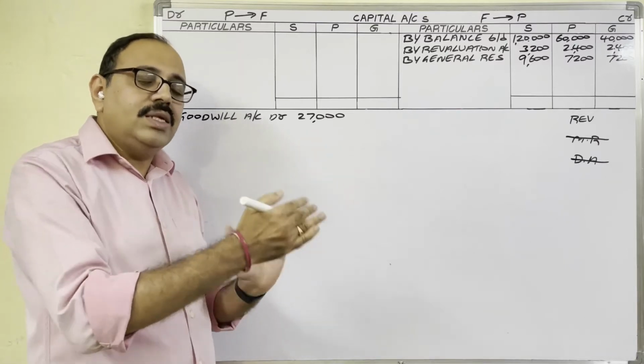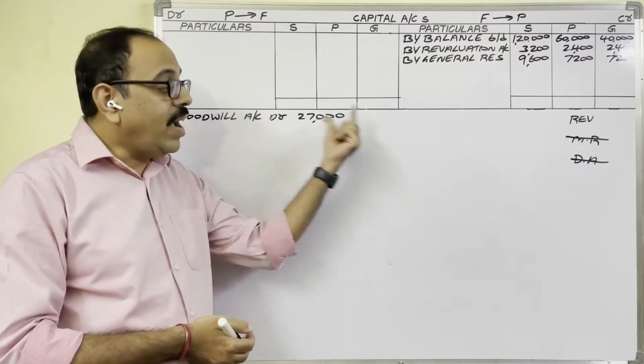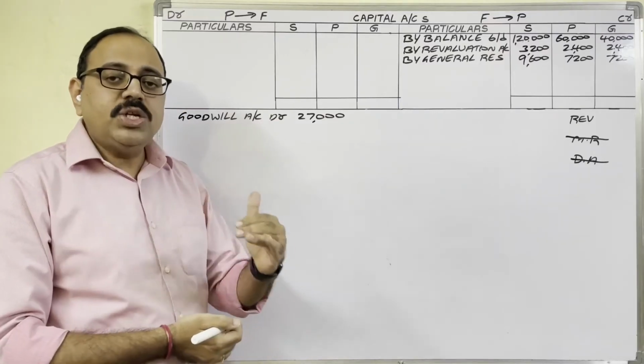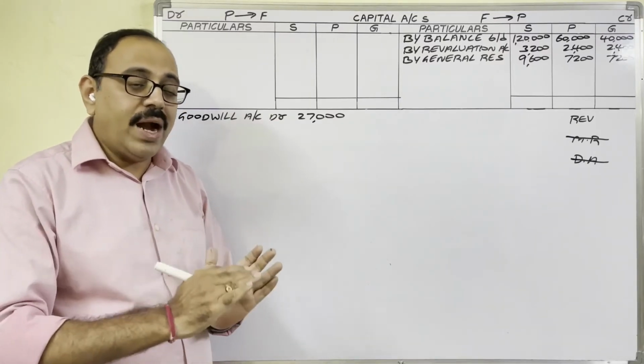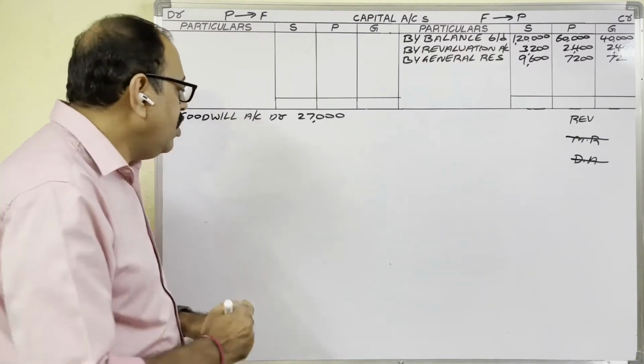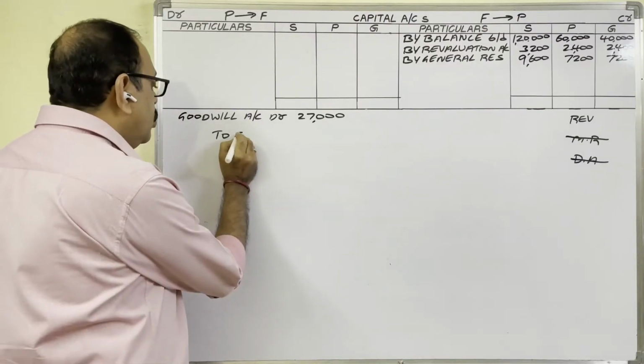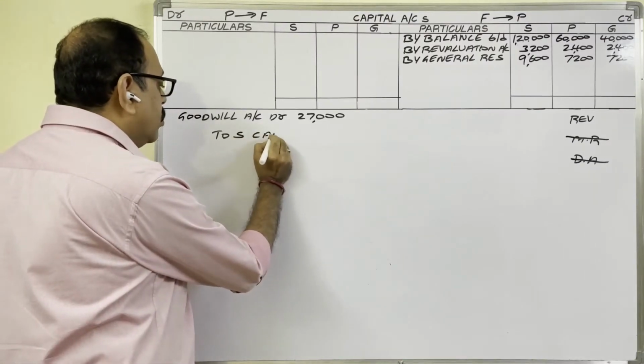If you want to decrease the liability, you should debit. So goodwill we want to add to capital. Capital shows a credit balance and we want to add goodwill to capital, which means again capital we should credit. Therefore, all the three capitals we should credit to S capital account.